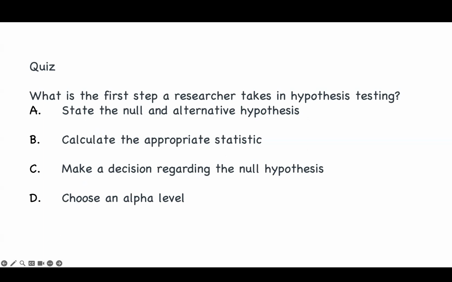Last question. Please pause the video and read it by yourself. So the correct answer is A. Stating the null and alternative hypotheses is the first step.